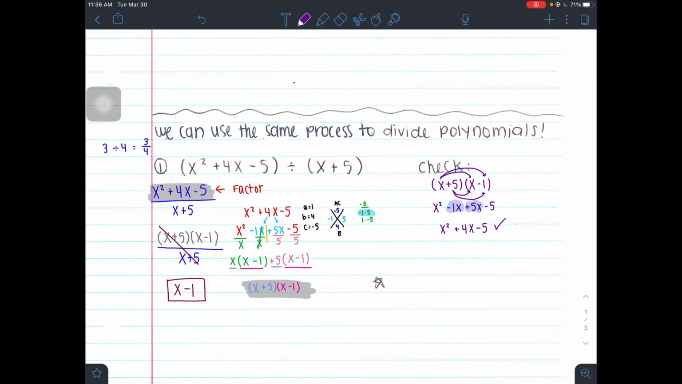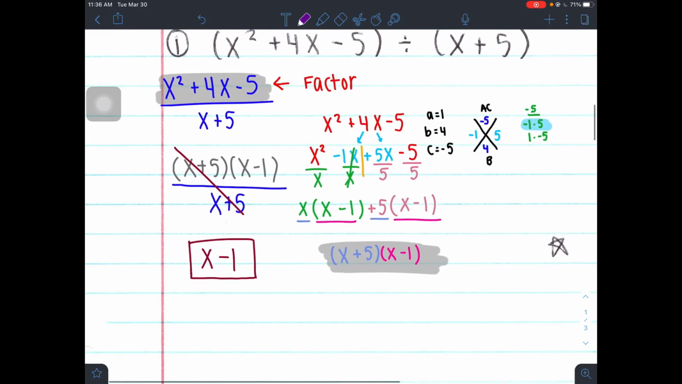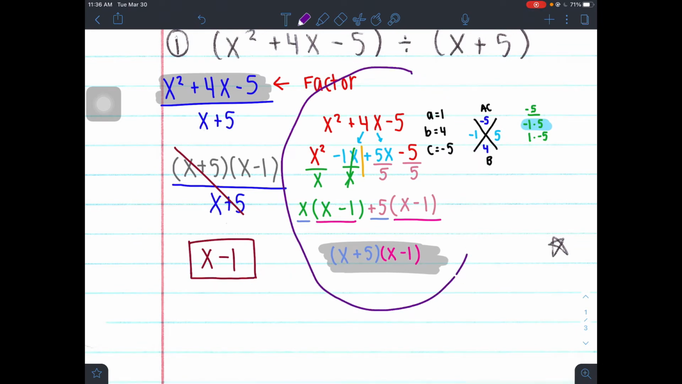So really with factor and reduce, you factor and then you reduce. So the only extra step is this step right here. All of this is the same as the previous days. The only extra step is, again, that very end step where you're going to reduce it.